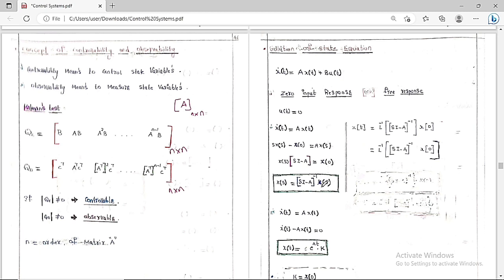So basically we can say x naught is a scalar quantity. We can write it either here or in front, which is the same. Therefore, we can say X(s) = x naught (sI - A)^-1.